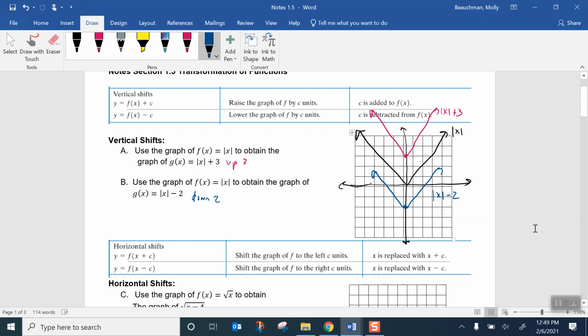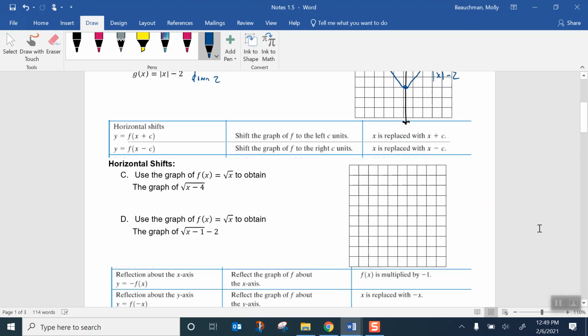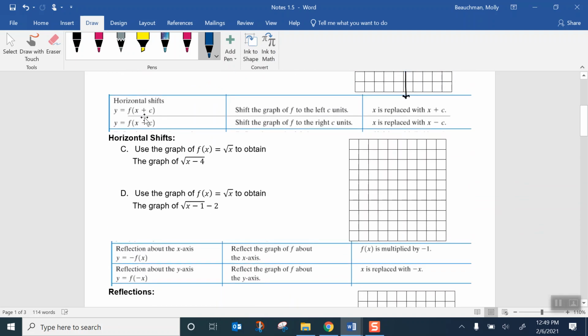The next thing we can do to a function is we can move it to the right and to the left. A horizontal shift, f of x plus c, be careful, this actually moves the graph to the left c units. So we're going opposite. If you take f of x minus c, it shifts the graph to the right c units.